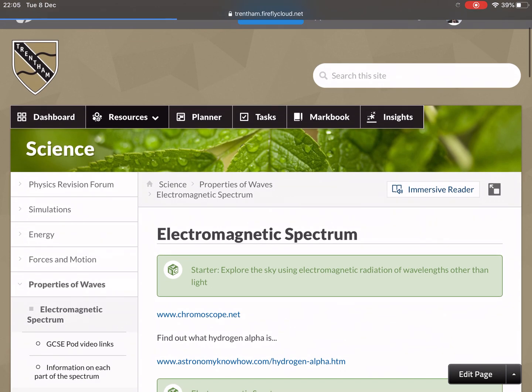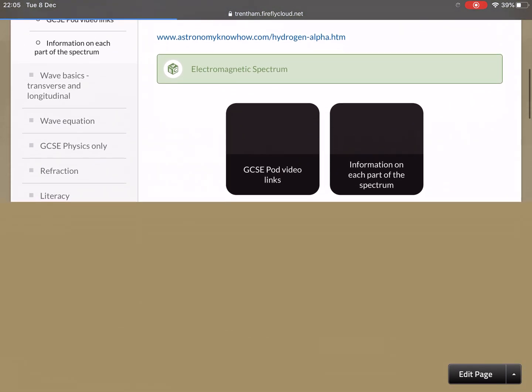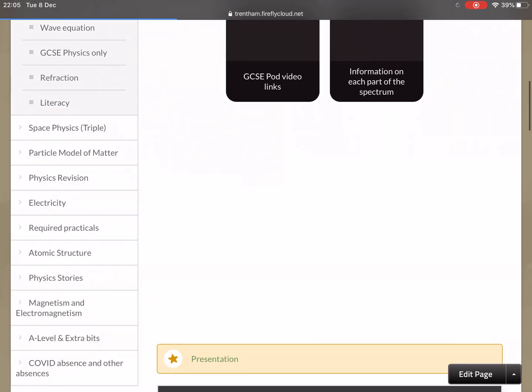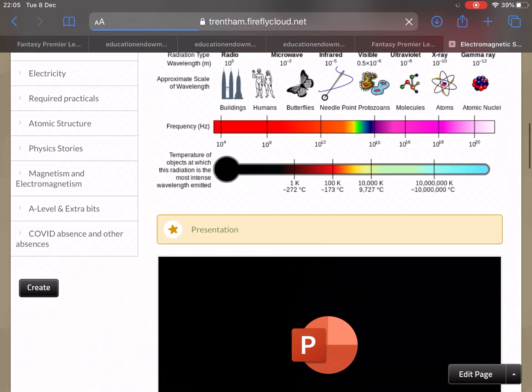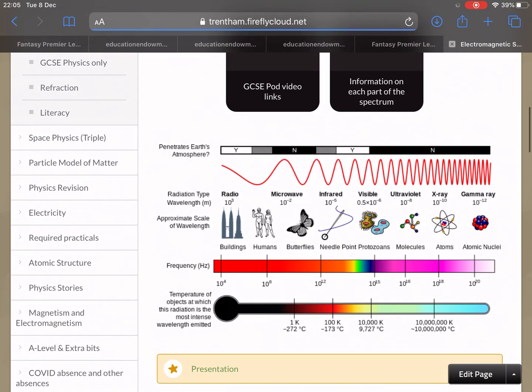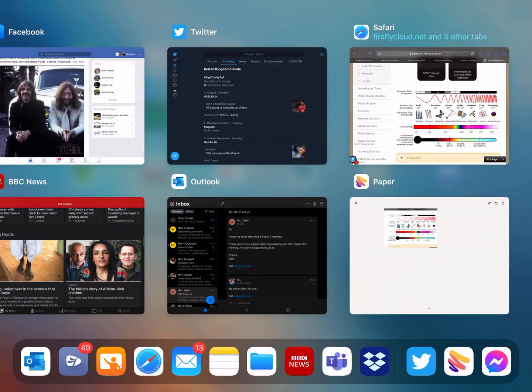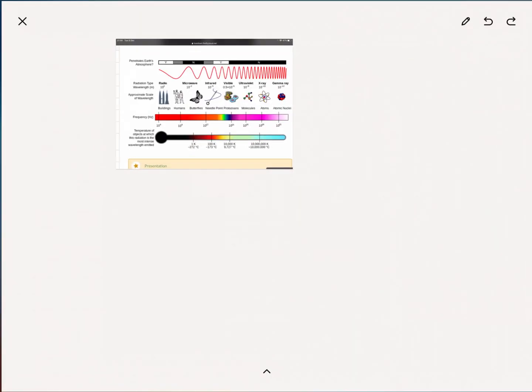I'd like you to ignore the top bit. We're going to look at the electromagnetic spectrum here as soon as it loads up, which it should do in a second. There we go. Well, you've got this diagram here, which is kind of your go-to point of everything, but it needs a little bit of an explanation. So I'm going to very quickly switch to this here.